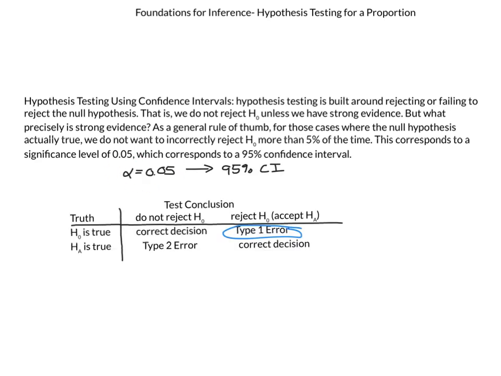So I just wrote this here. Our alpha, which is significance level, is equal to 0.05, corresponds to a 95% confidence interval because, as a general rule of thumb, for those cases where the null hypothesis is actually true, we're in this part of our table, the null hypothesis is true, we do not want to incorrectly reject H0, that's this here, the type 1 error, more than 5% of the time. So we want to limit our type 1 error to 5% or less. And we did say that we can decrease our type 1 error even more. We could go to a 99% confidence level. But remember, by decreasing type 1 errors, we're going to increase type 2. And vice versa. When we increase type 2, we decrease type 1.